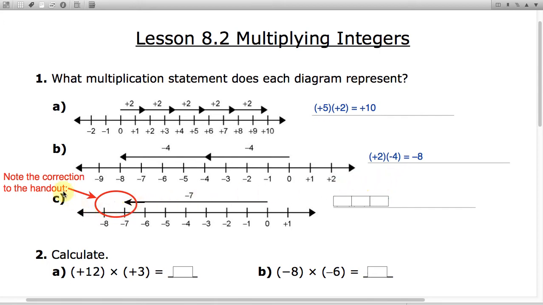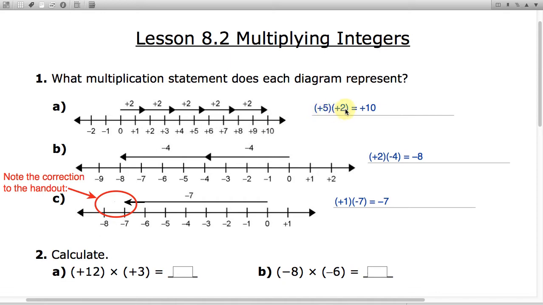Now the next one, there is a correction to be done on the handout, so if you could just shorten the length of that arrow to go only to negative 7, there's supposed to be a single arrow going from 0 to negative 7, and that's why we have this negative 7 here. So one single arrow of size negative 7 has a total value of negative 7. Go figure.